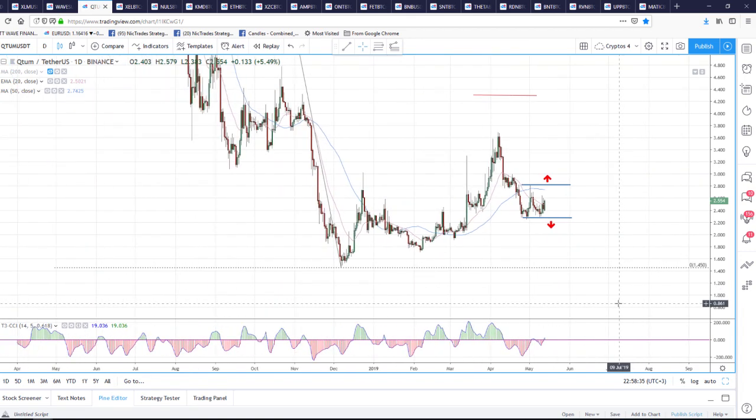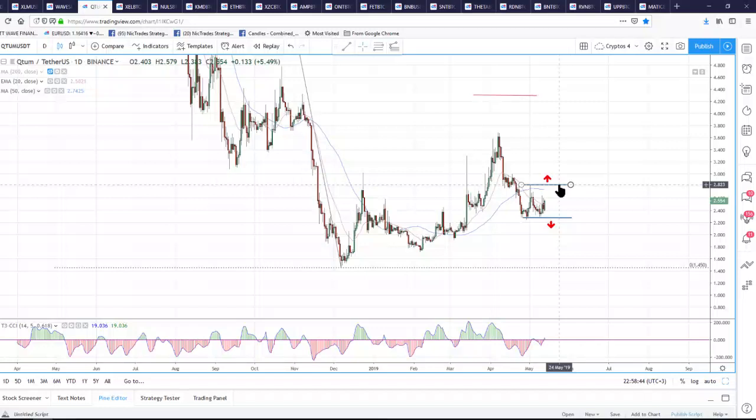Not really a trend. This is not one of the ones where it looks really good yet against the US dollar, but it would look really good if above 2.8 in QTUM.